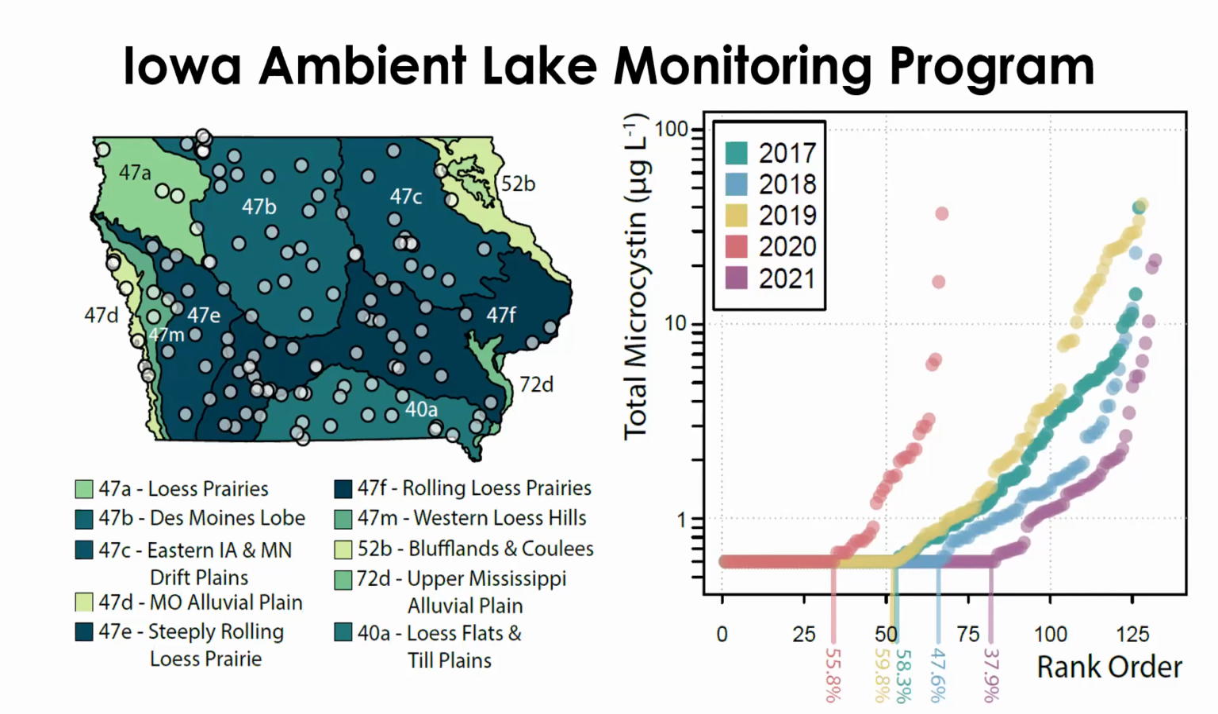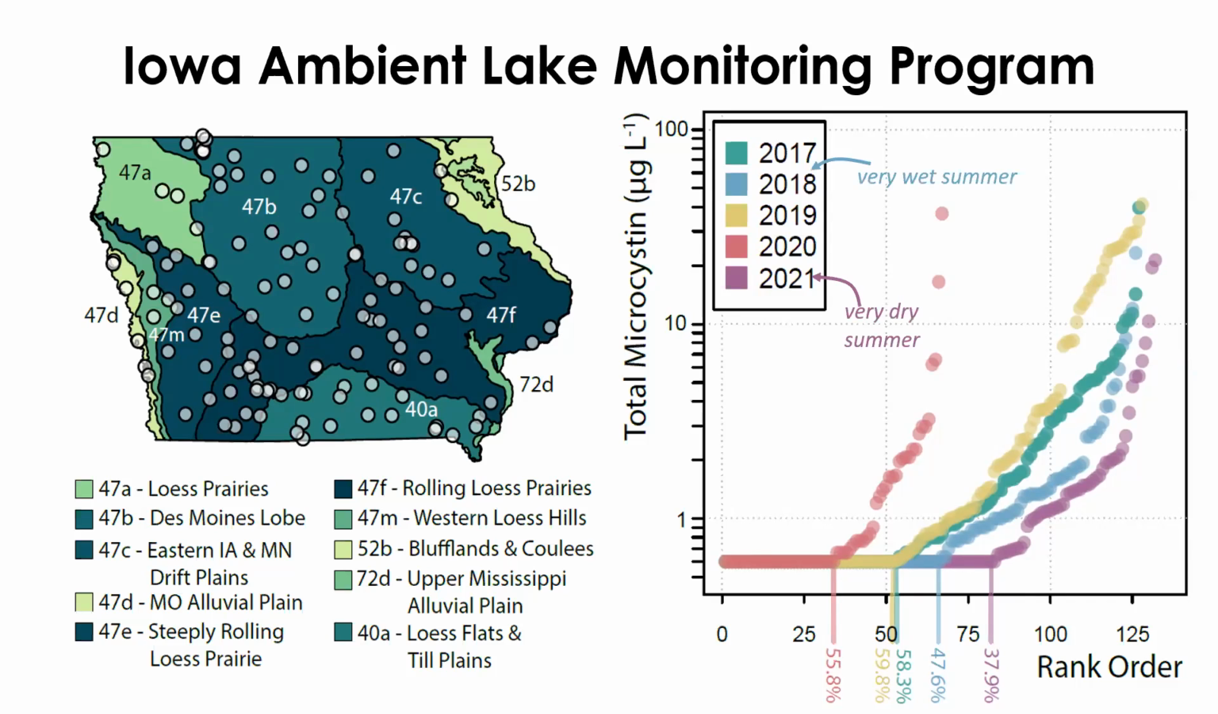So as you can see, for example, in 2021, only about 38% of lakes had detectable microcystin. Many of them were below detection at that limit. Versus in 2020, we had almost 56% of lakes that had detectable microcystin. And so we used the 2017 data to start to build the statistical model to try to classify lakes as either toxic or non-toxic. And then we used that 2017 model and applied it forward to 2018 through 2021 in order to see how it performed in different years.